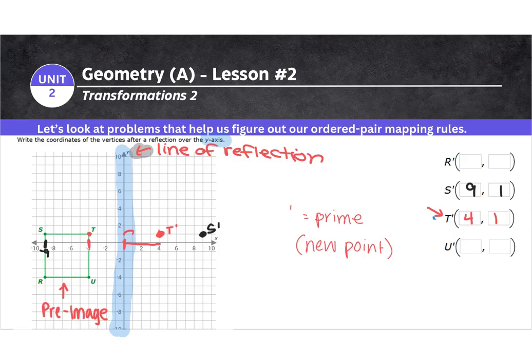So to recap, our T started as (-4, 1) and then changed to (+4, 1). Our S started as (-9, 1) and then changed to (+9, 1). Are you guys seeing the pattern here? What is changing? Yeah, the x is changing from a negative to a positive.